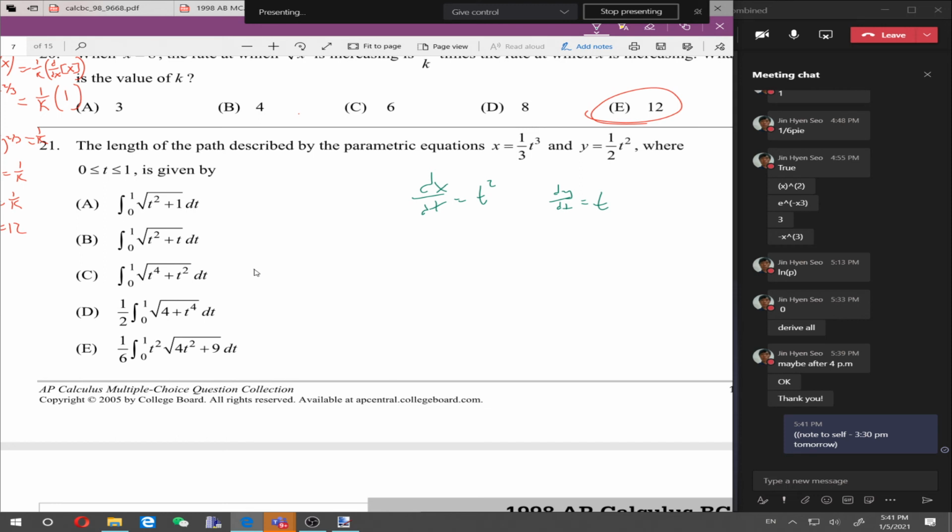Okay, so what's our arc length of the parametric equation then? Since our bound is from 0 to 1, it should be the integral from 0 to 1 of the square root of t to the 4th power plus t squared dt. Right. I'm going to write t squared squared plus t squared, but you're right. So our arc length is the integral from 0 to 1 of the square root of t to the 4th plus t squared dt. Where do we match? We match at C.